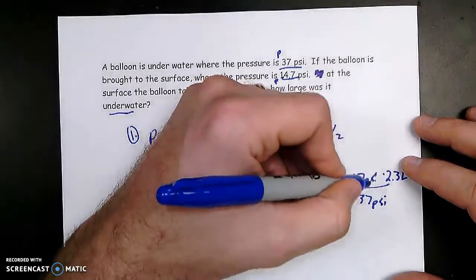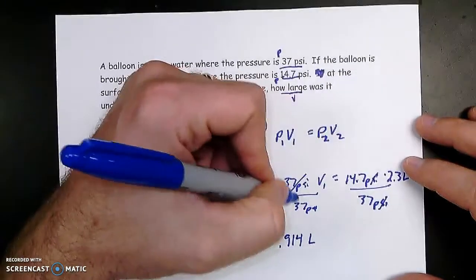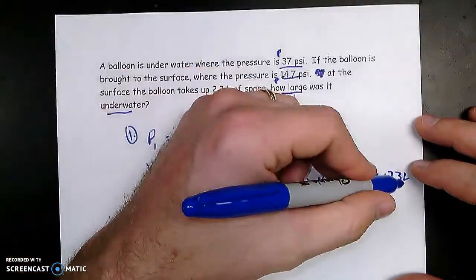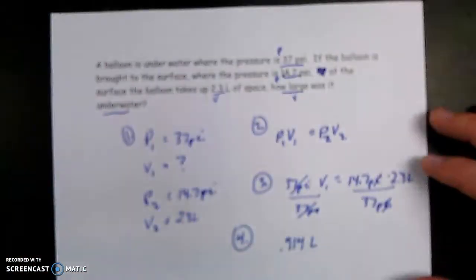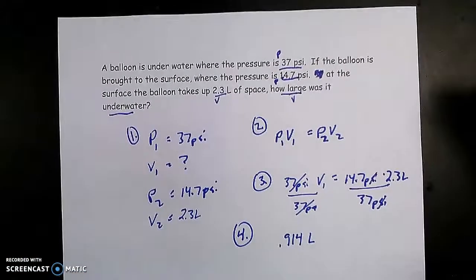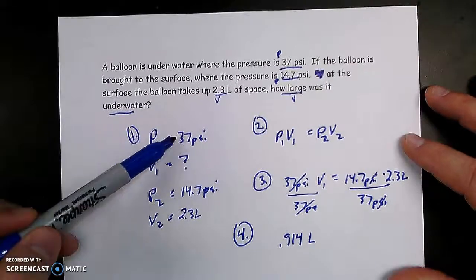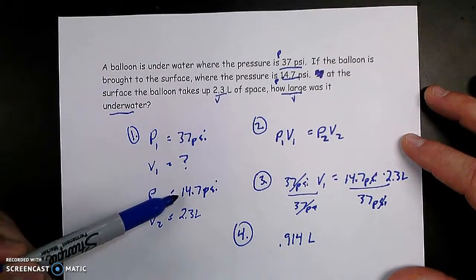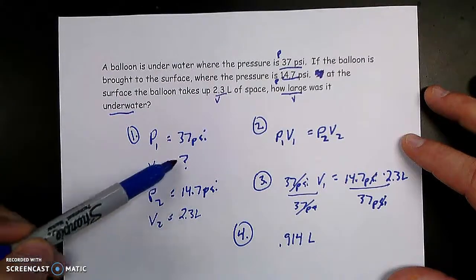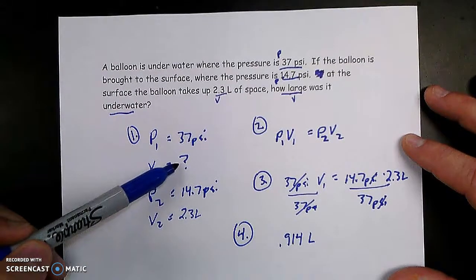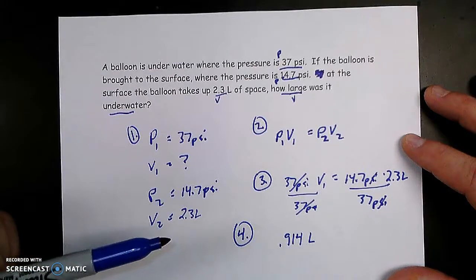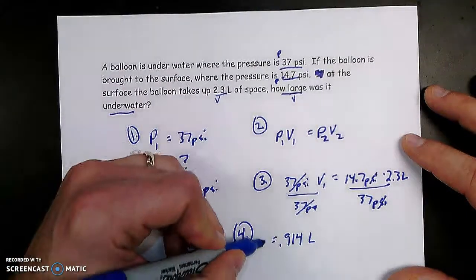So when we do that, we're going to get 0.914 liters, right? Because my psi, my pressures cancel out. This cancels out here, so we're left with liters. So 0.914. Then it's always a good idea to go back and check, does that make some sense? So let's see, my pressure went down by quite a bit when we went to the surface. So that means my volume should have gone up by quite a bit. Well, so my volume must have started off smaller. So this does make sense for my volume underwater.